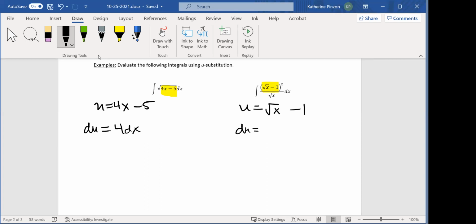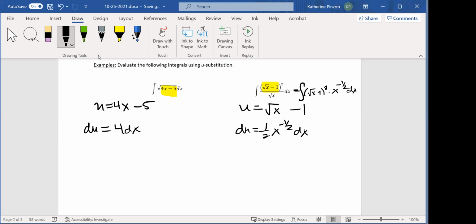What's the derivative of square root x minus 1? 1/2 x to the negative 1/2. So we just put 1/2 into the function. Okay, I'm going to rewrite this guy as square root of x minus 1 squared times, what is this? Square root of x in the denominator? x to the negative 1/2 dx.